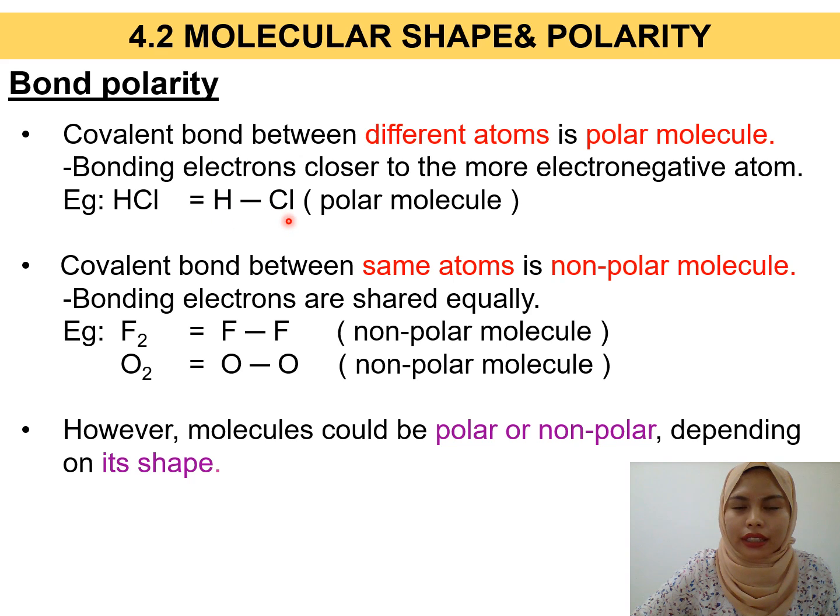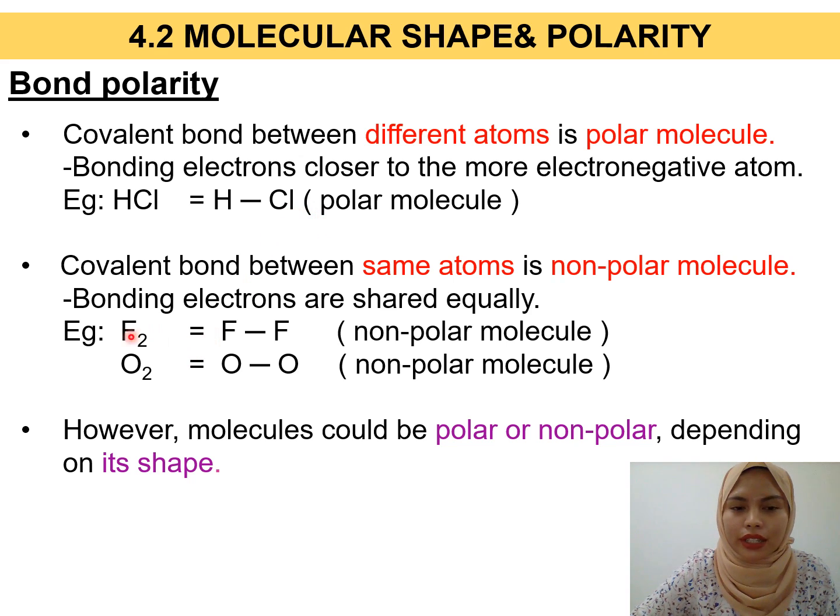So macam HCl ni, dia ada perbezaan ketara in the electronegativity. H ni less electronegative, Cl adalah more electronegative. Therefore, if let's say you ada molecule HCl and this is the covalent bond, single covalent bond yang terhasil between H dan Cl, therefore this bond adalah polarized bond. This bond adalah polar bond. So bila this bond is a polar bond, therefore HCl adalah polar molecule. Or it is just simple as if you know that there is a covalent bond between different atoms, it's gonna be a polar molecule, okay?